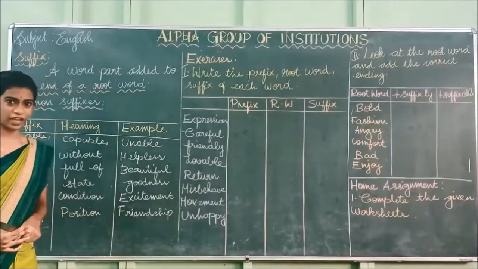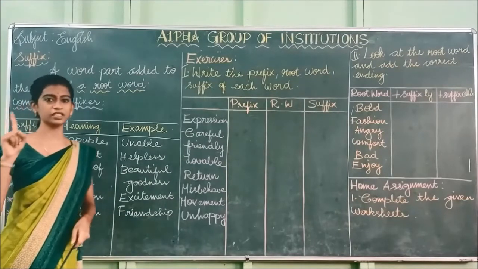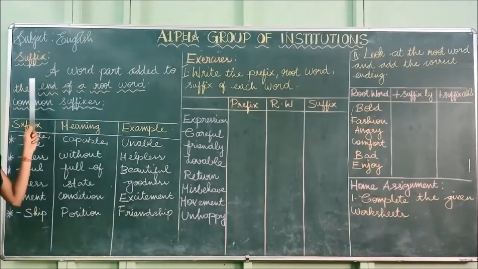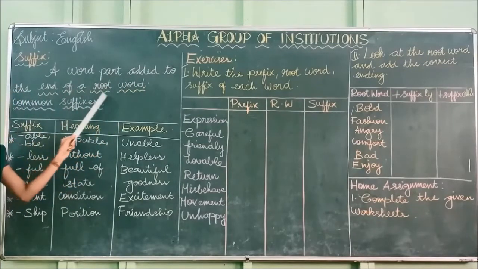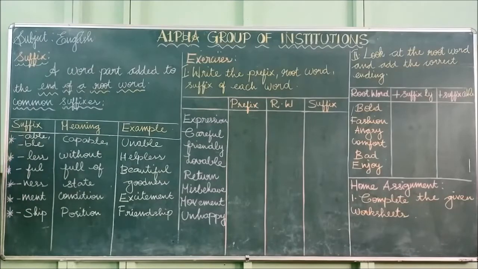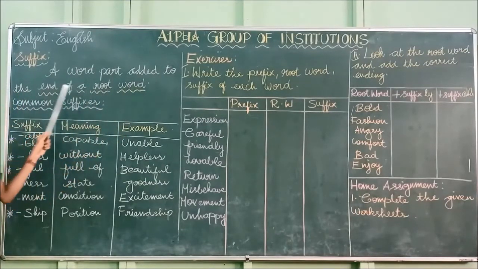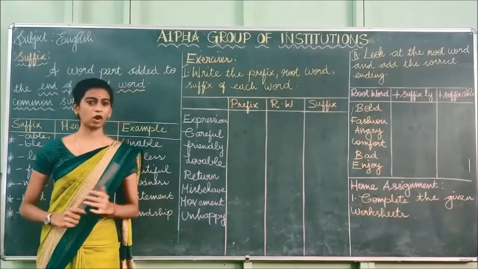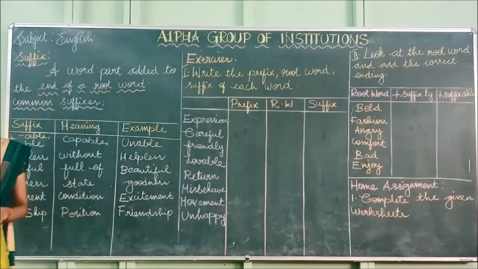Okay, students. Next, we are going to see about suffix. The affixes we have seen are prefix and suffix. We have already seen the prefix, and now we are going to see about suffix. I have written the definition for you. A suffix is a word part added to the end of the root word. So what we have to do is add a letter or a group of letters to the end of the root word, and that is known as the suffix.